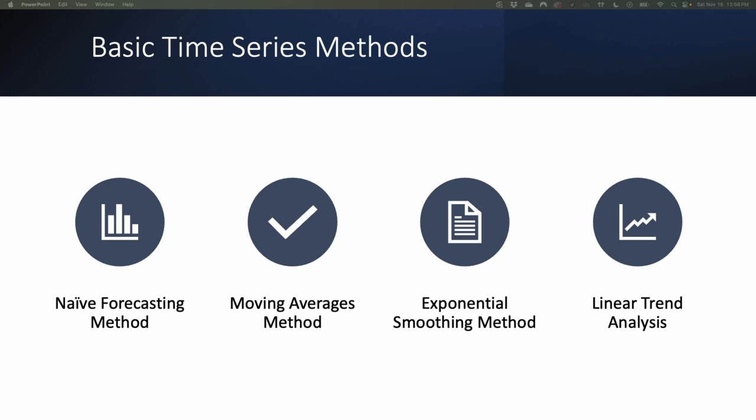In part one, we focused on what a time series analysis is and the basic time series methods. We mentioned all four of them, which are naive forecasting, moving averages, exponential smoothing, and linear trend analysis. We also focused on understanding what the naive forecasting method is all about, and we did our very first example on the naive forecasting method. Now, in this second part, we will focus on the moving averages and exponential smoothing methods.